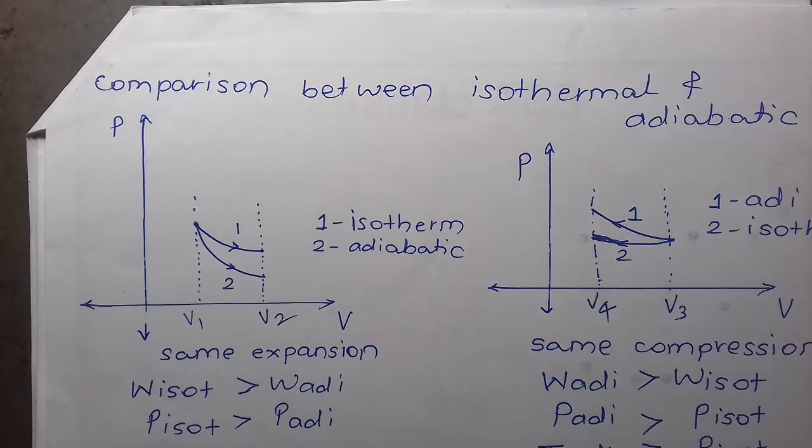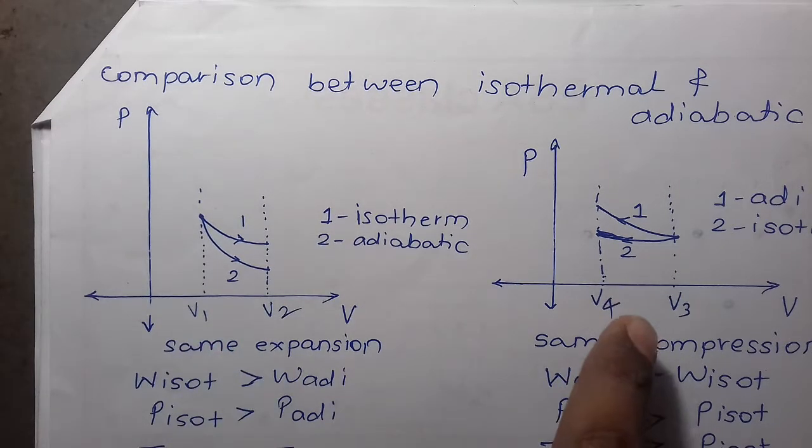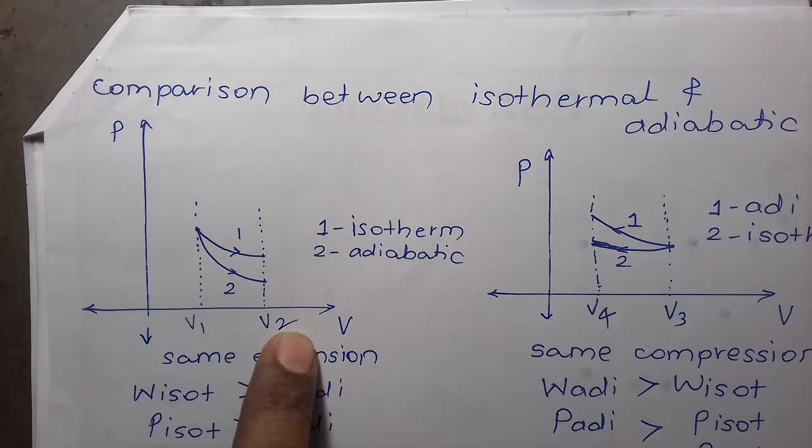Comparison between isothermal and adiabatic process. These are the pressure volume graphs for isothermal as well as adiabatic processes. This is expansion, this is compression. Expansion happens from V1 to V2.